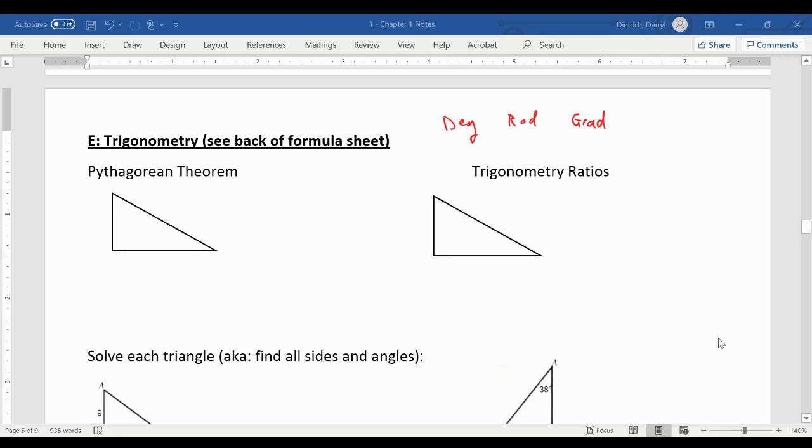Welcome back, folks. In this video, we'll talk about a review of trigonometry. And for this, you can see the back of your formula sheet. You'll find some formulas that we'll talk about, namely the Pythagorean theorem and the trig ratios.